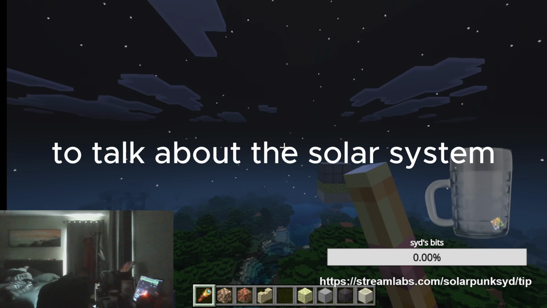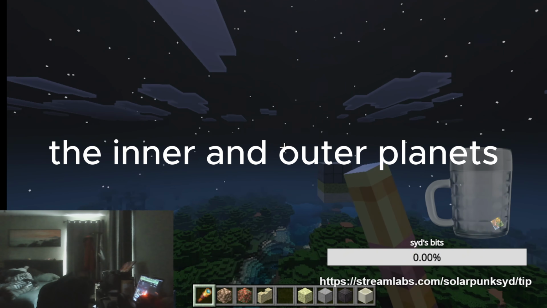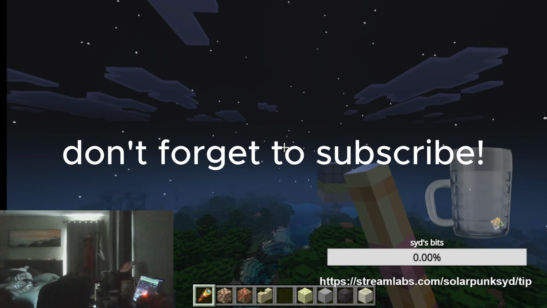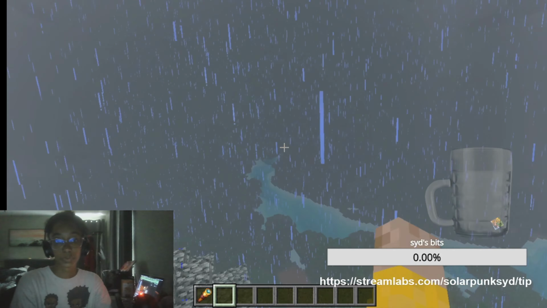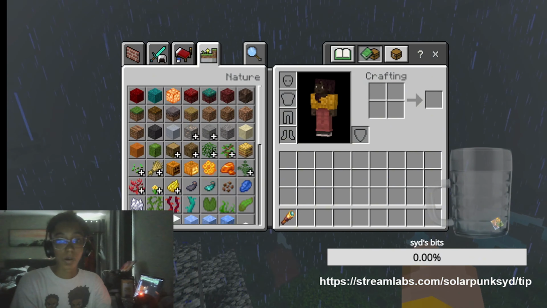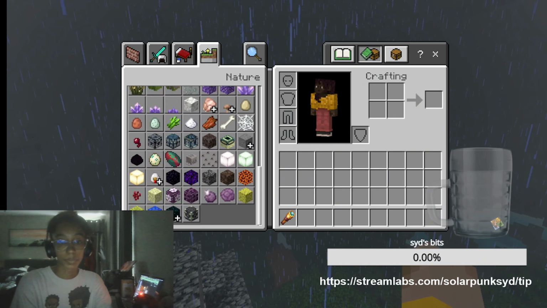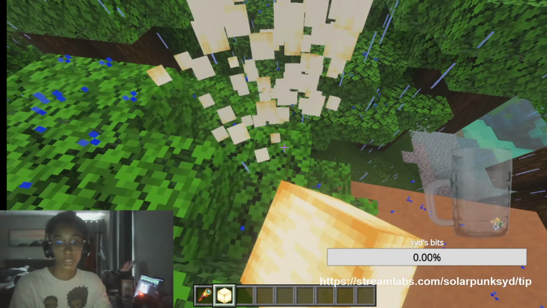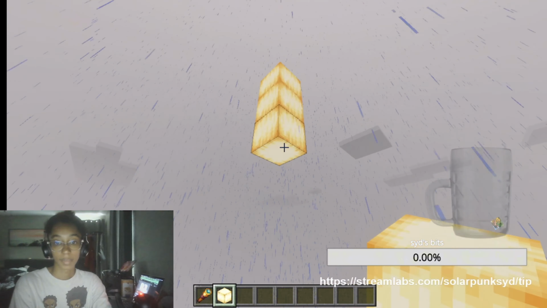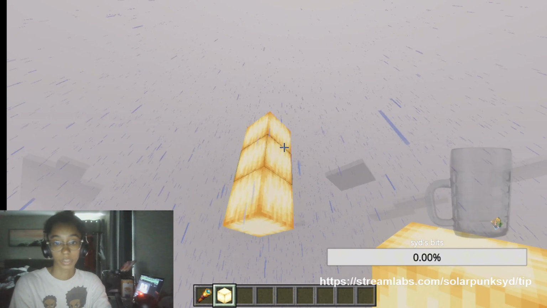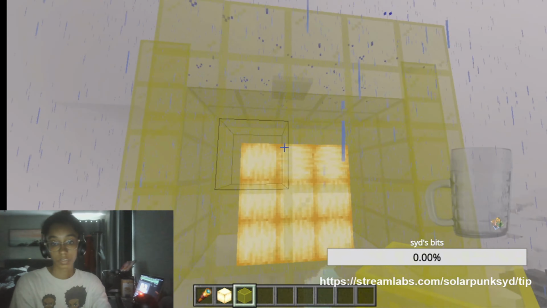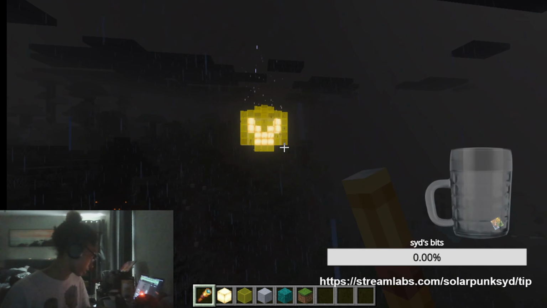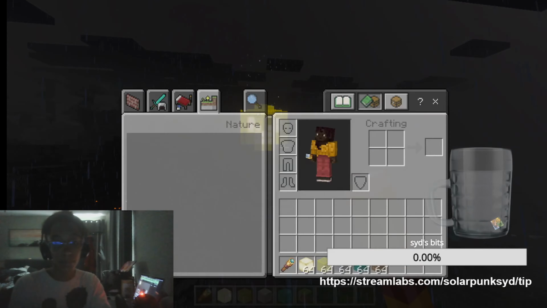Today we're going to talk about the solar system, the inner and outer planets in Minecraft, so stay tuned and let's get started. So the first thing I did was start by building a model of the solar system, and I started by making the sun. Alright, anyway, this is our model of the sun, and this is what it looks like at night.